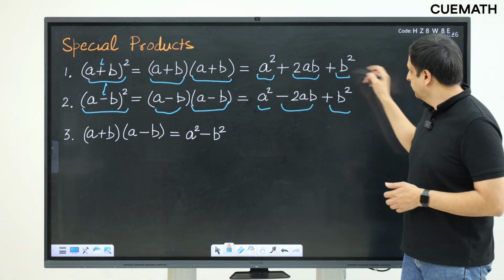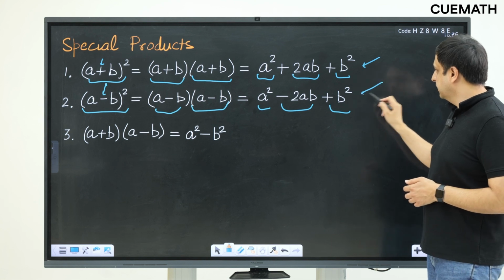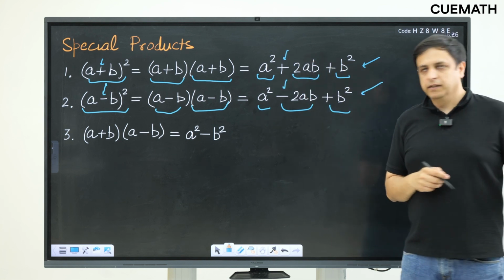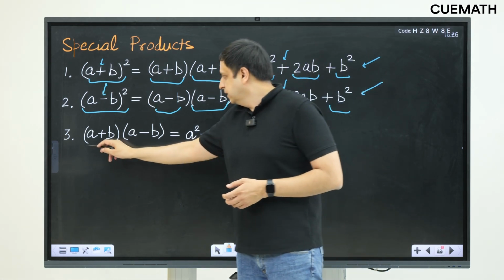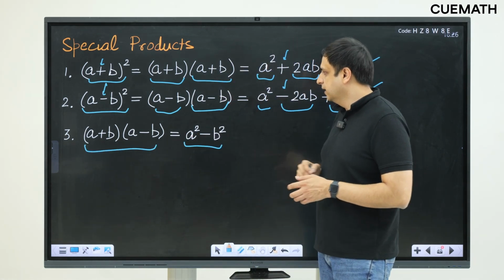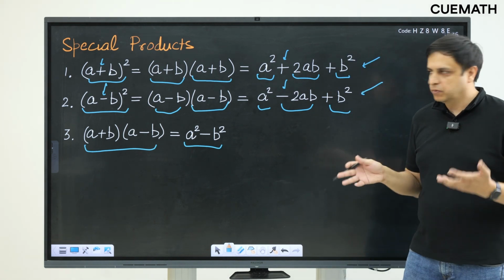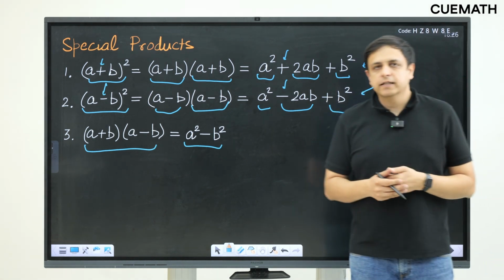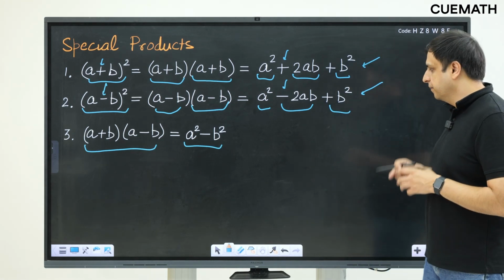So the only difference between this expression and this expression is that the plus sign becomes a minus sign in the cross term. The third one is (a plus b) times (a minus b), and that can be rewritten as a square minus b square. So these are the 3 special products or algebraic identities that are often used in solving SAT math problems.